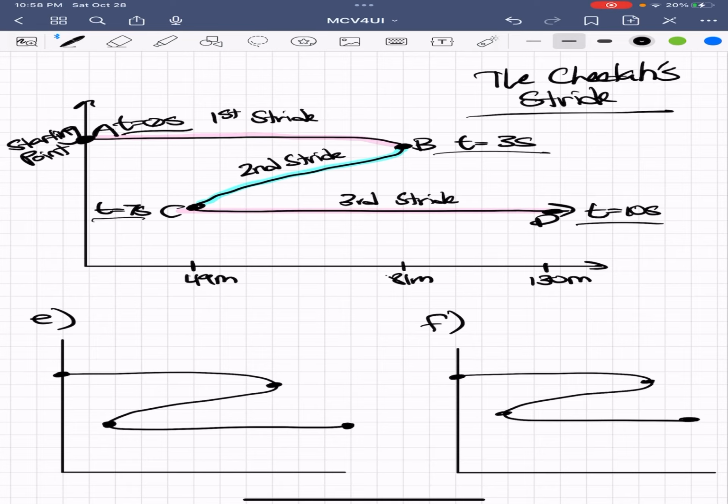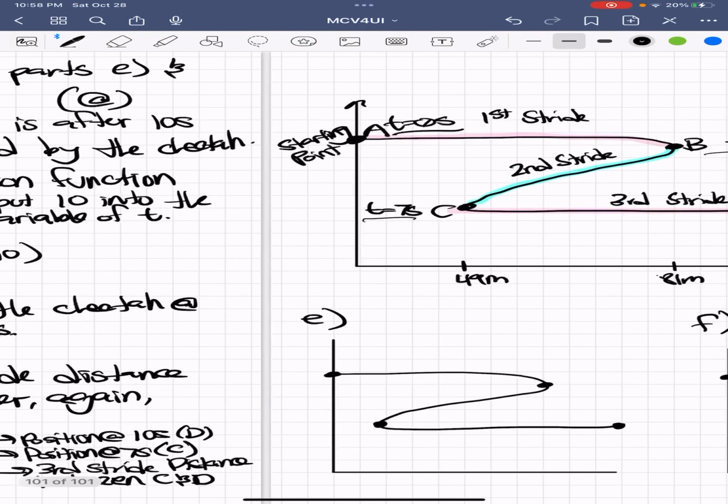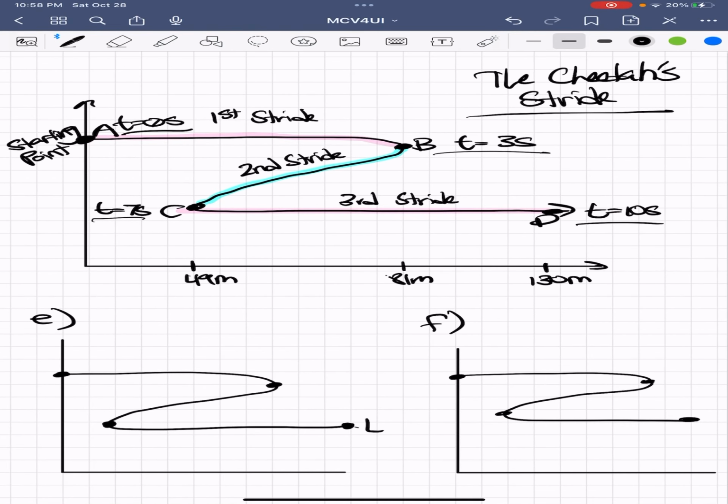So, again, E is where the cheetah is after 10 seconds, so t equals 10 seconds, and that's 130 meters. And then we have the total distance traveled by the cheetah. So we have first stride, second stride, and third stride.